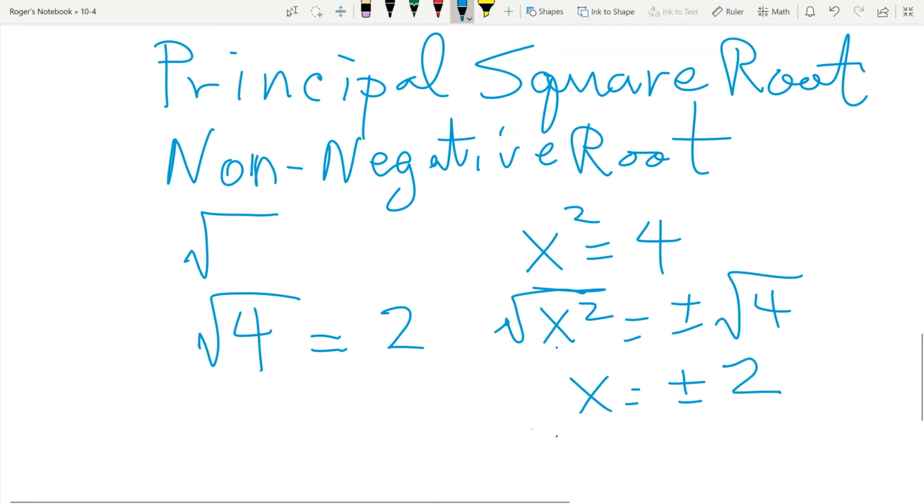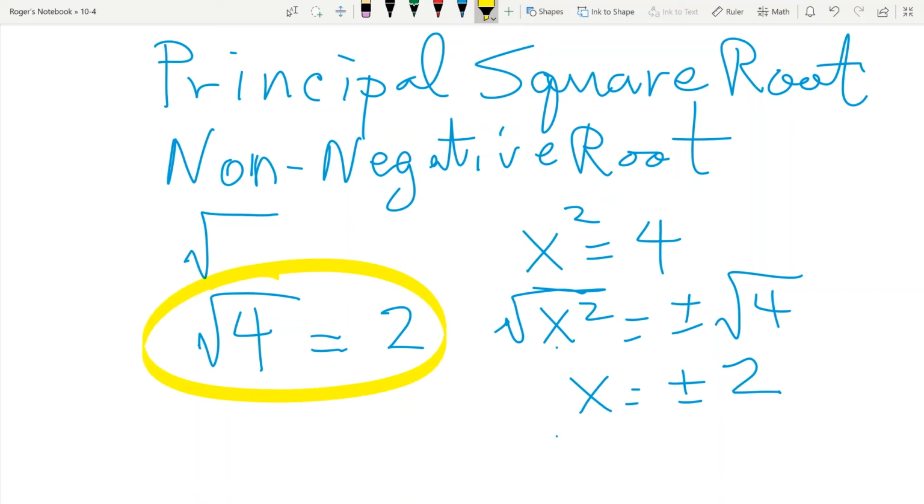Don't get too hung up on this. When you see a square root shown to you, like we have here on the left, it means principal square root, the non-negative root. When we solve an equation for x or some other variable, like we have here on the right, we must account for all possibilities. So we have to do the plus or the minus.